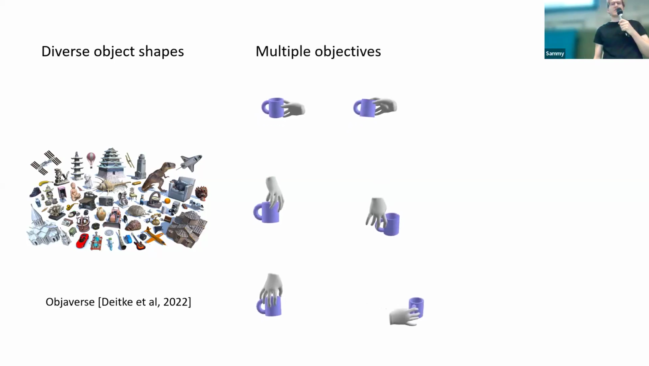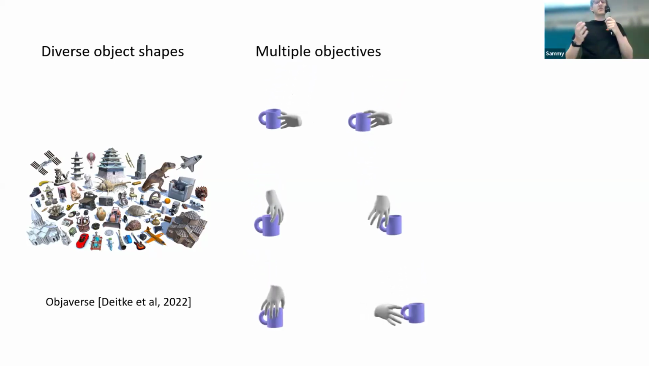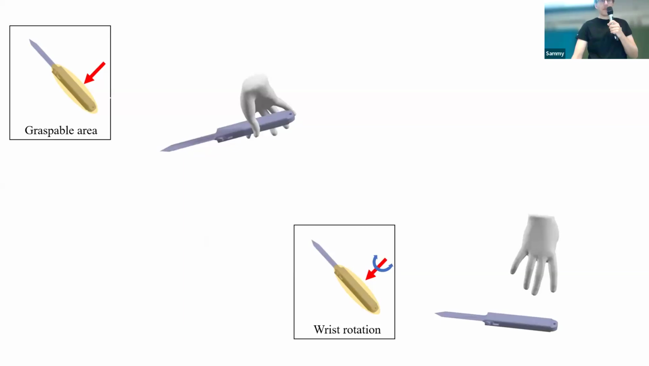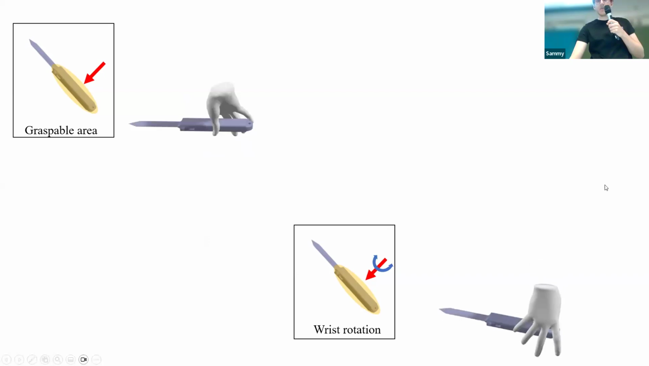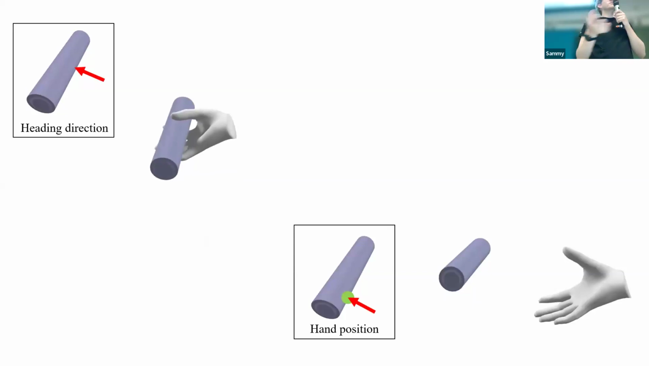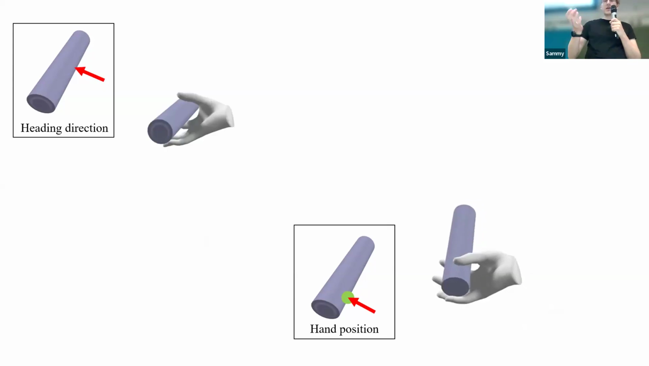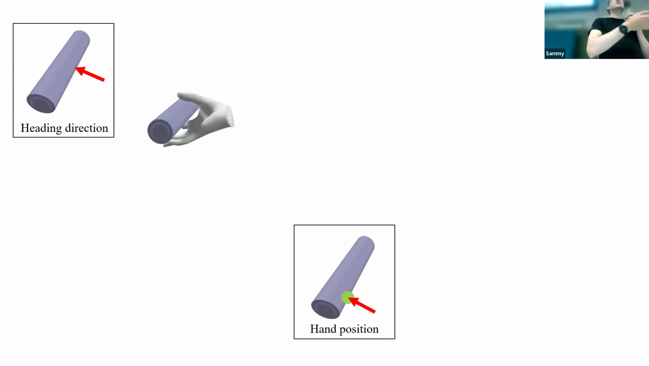Also, we want to be able to follow multiple objectives. This can be, for example, how I want to approach a certain object. And we want to be able to have this more general across different hand morphologies. So just to give you some insight into what we mean by objectives, this could, for example, be an affordance area on the object. It can be an affordance area plus some approaching direction. It could be just the approaching direction from which I want to grasp the object, or it could be the approaching direction plus some point on the object that I want to make sure is grasped by the hand.